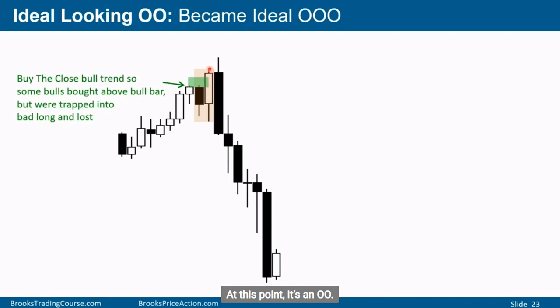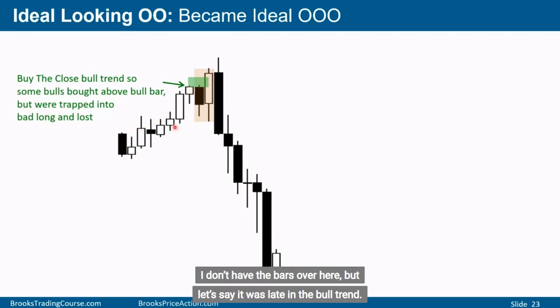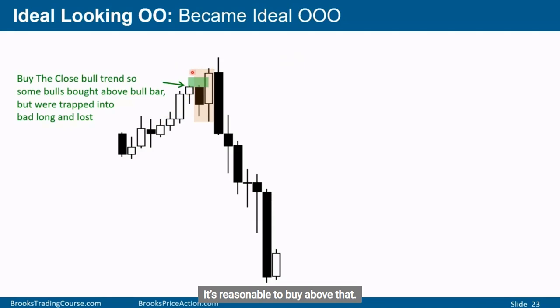At this point, it's an OO. This bar is outside of that. This bar is outside of that. But it's late in a bull trend. I don't have the bars over here, but let's say it was late in the bull trend. You have to be thinking that we could get a top. It's reasonable to buy above that. I would not sell below that. I would not sell below that. It's reasonable to take this buy.